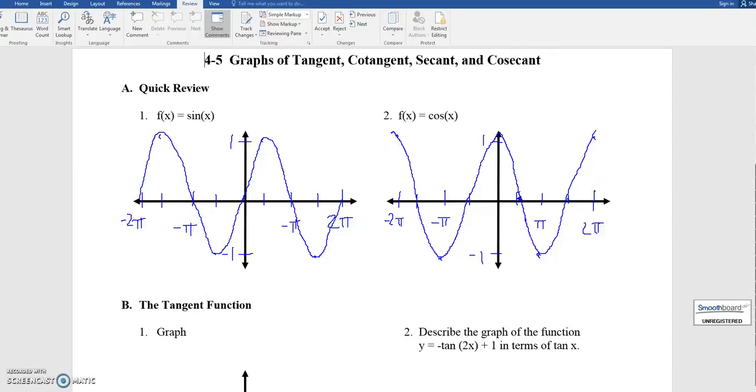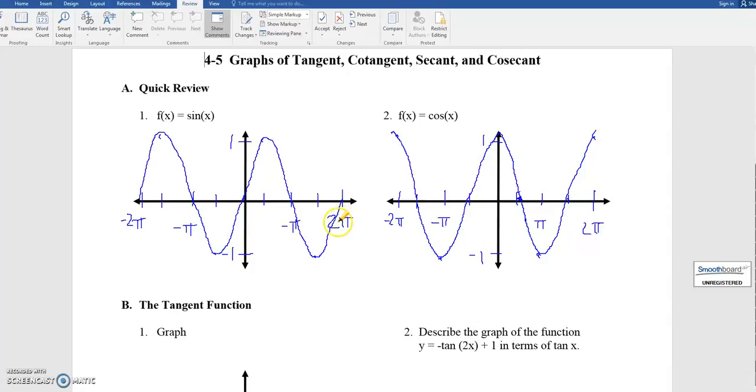Might be the first time in notes that you've actually had 2 cycles shown of these graphs. So do make sure you take the time to do this well. A couple of things that I did not put down. Obviously, we know the maxes and mins for sine and cosine are at 1 and -1. It looks like I put a negative pi here for some reason.